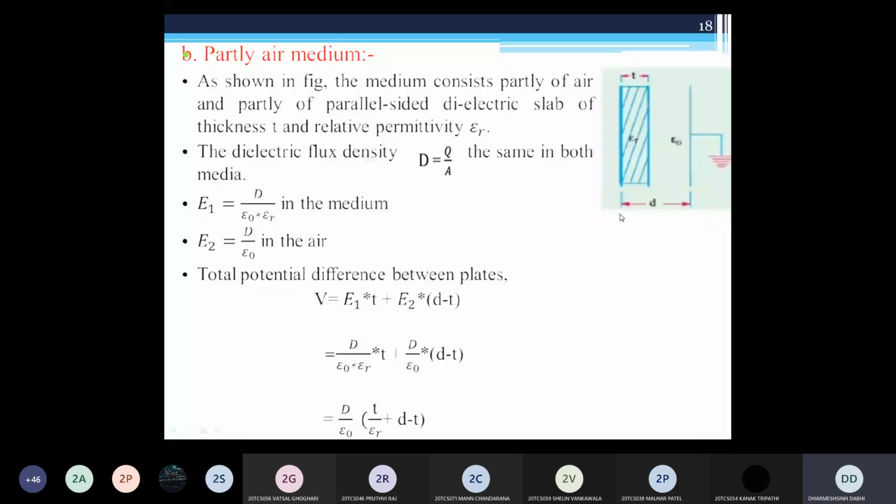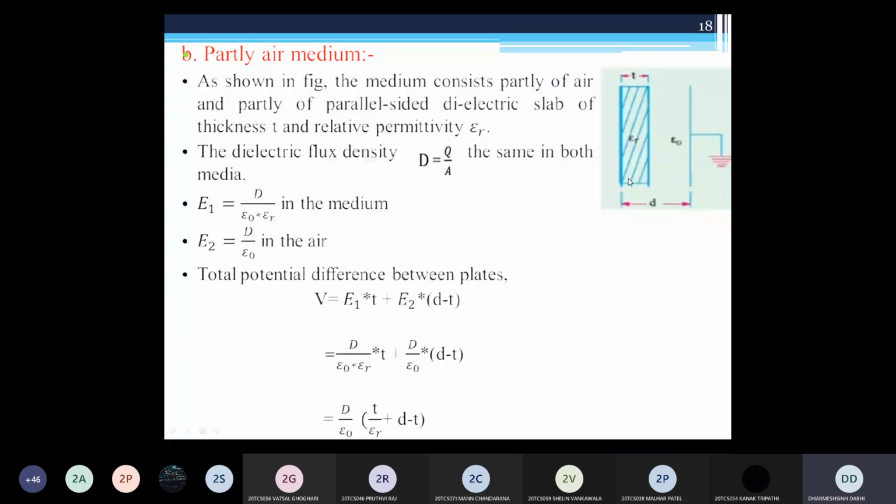As you can see in this figure, the medium consists partly of air, this one is the air which has permittivity epsilon 0, with the parallel sided dielectric slab. This is a dielectric slab of thickness T with relative permittivity ER. So the dielectric flux density D is equal to Q by A, that remains the same for both media.